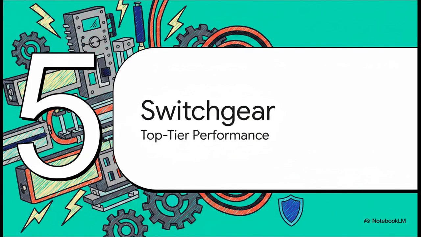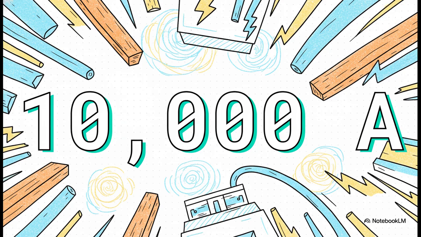Section 5. Switchgear, top-tier performance. Now we're entering the heavyweight division of the electrical world, where system reliability is everything. The numbers here are just wild. Switchgear is engineered to handle main bus currents that commonly range all the way up to 10,000 amps. That is heavy industrial-scale power, my friends. We're talking the kind of energy you need to run sprawling manufacturing plants, massive server farms, or multi-building hospital campuses. Dealing with 10,000 amps takes serious engineering respect and a fundamentally different structural approach.